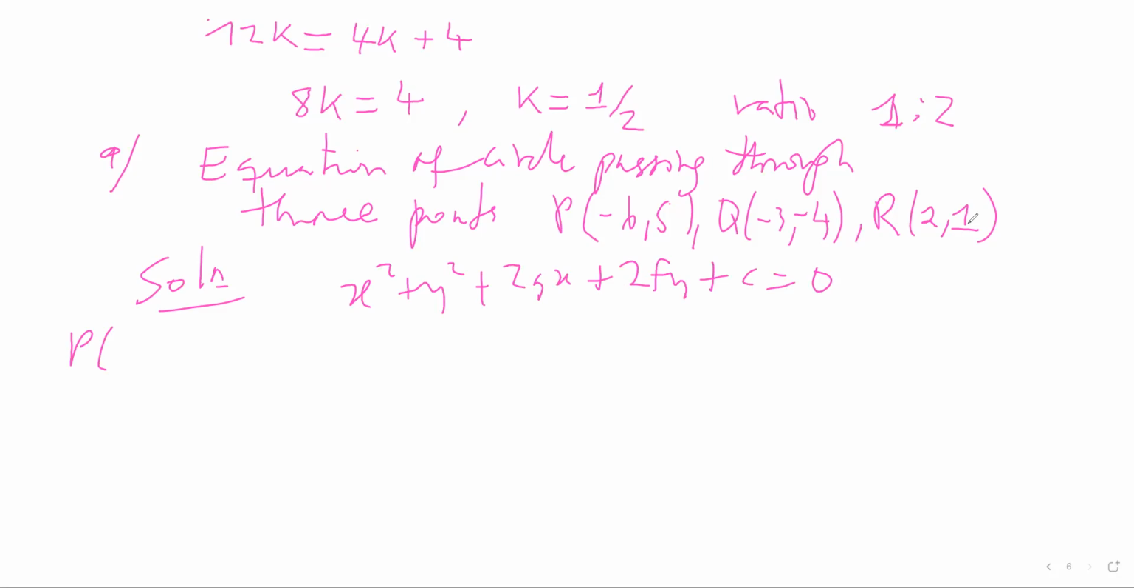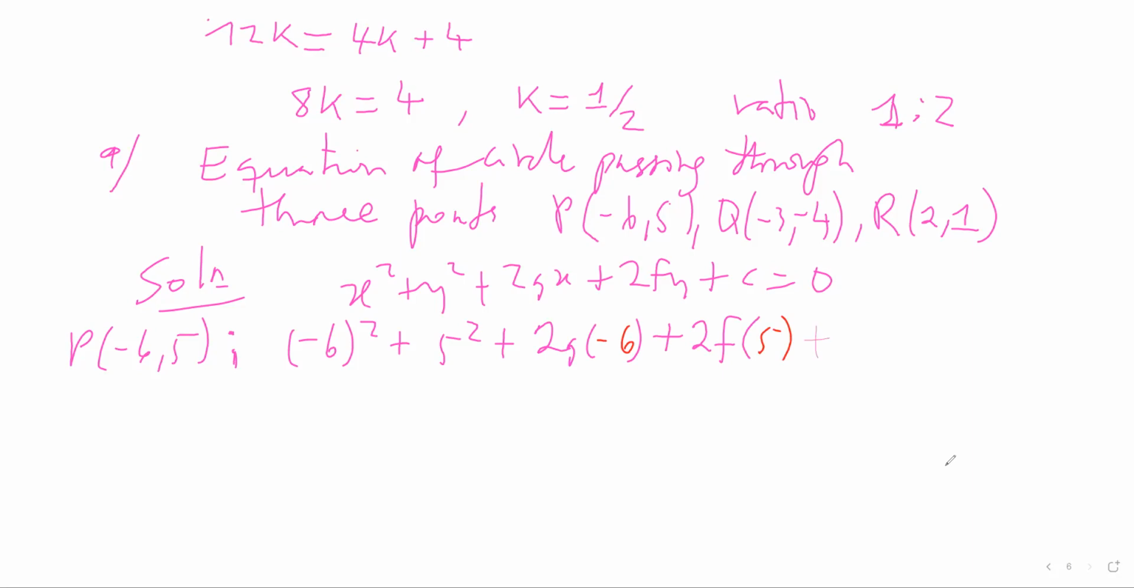So if we take P, it's (-6, 5), then you get (-6) squared plus 5 squared plus 2g of -6 plus 2f of 5, and then plus c is equal to 0.